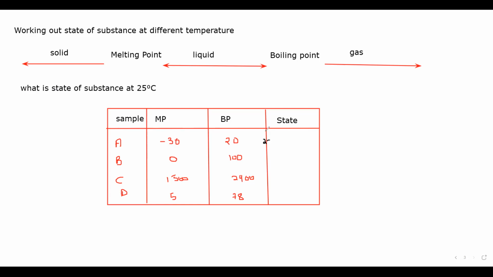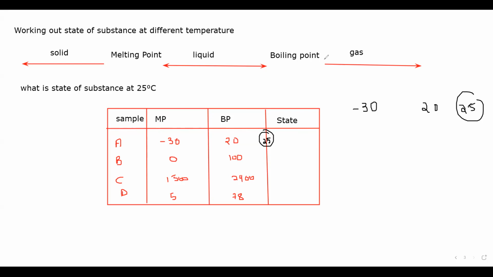Because it is from -30, it's like a number line. In mathematics, you have a number line. For example, it is -30 and 20. So where will I write 25? 25 will come after 20, so it will be on the right hand side of the boiling point. So when the temperature is higher than the boiling point, what will be the state of sample A?